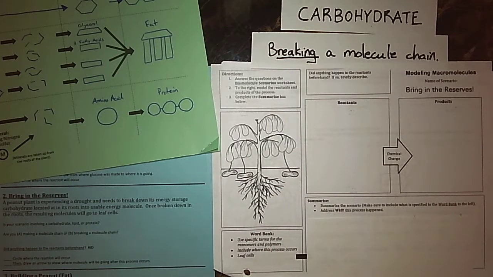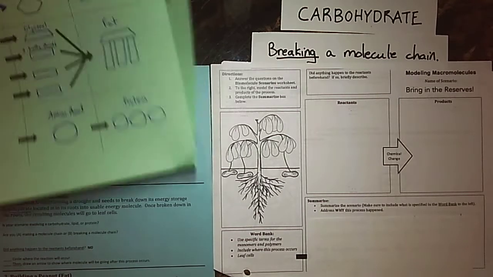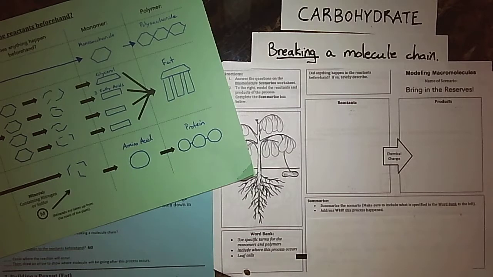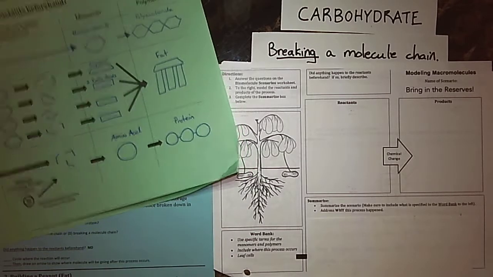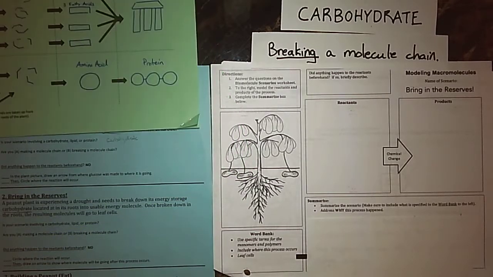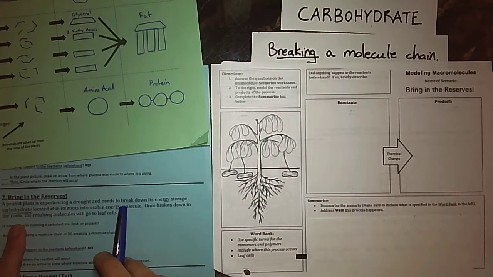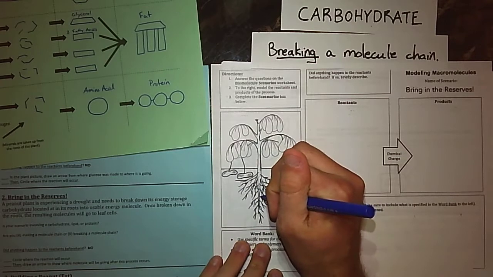And then it says, is anything happening beforehand? No. Really all we're doing is just going from a polysaccharide to a monosaccharide, so nothing fancy here. All right, next thing we need to do is just set our stage for where this is happening. So it says, circle where this reaction will occur. And it says that the carbohydrates are being broken down in the roots. So I'm going to circle just an area of the roots right here.